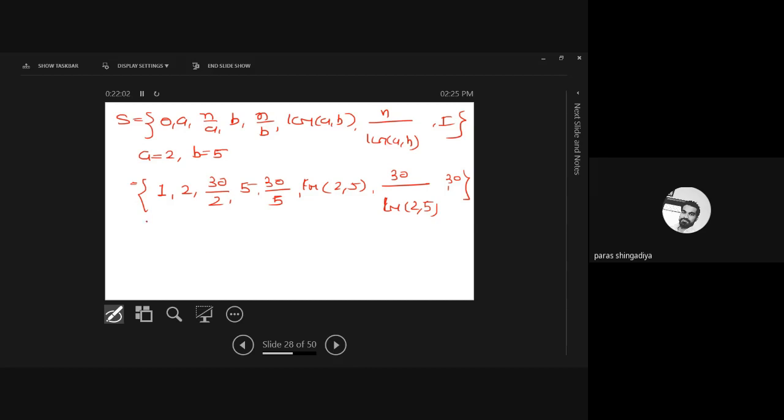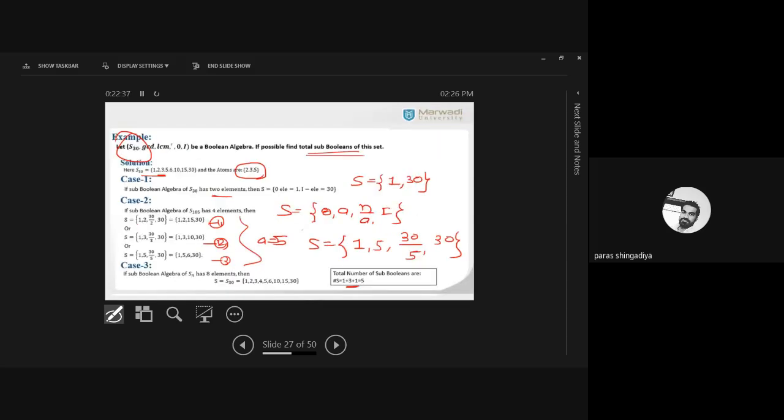Is it clear? Now simplify. It will become 1, 2 as it is, 30 by 2 will be 15, 5 as it is, 30 by 5 will be 6, LCM of 2 with 5 will be 10, and 30 divided by 10 will be 3, and 30 as it is. So rearrange in order: 1, 2, 3, 5, then 6, 10, 15 and 30. Clear? So that is S30 itself. So it is also one of the sub-Boolean algebras. I consider it a direct answer here, but we can check by using this formula. Clear?